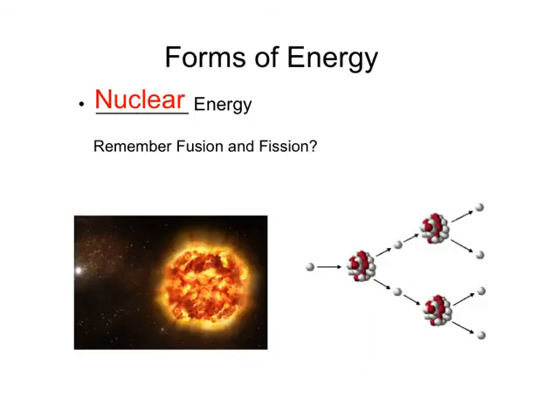Last quarter you learned about nuclear energy, fusion and fission. Remember that fusion was a hydrogen and a hydrogen fusing together to make helium, giving off vast amounts of energy. And fission was where a uranium atom nucleus was split into two different elements and neutrons with lots of energy.